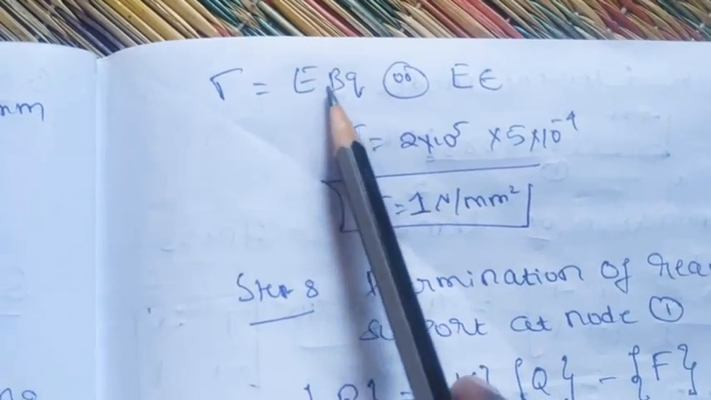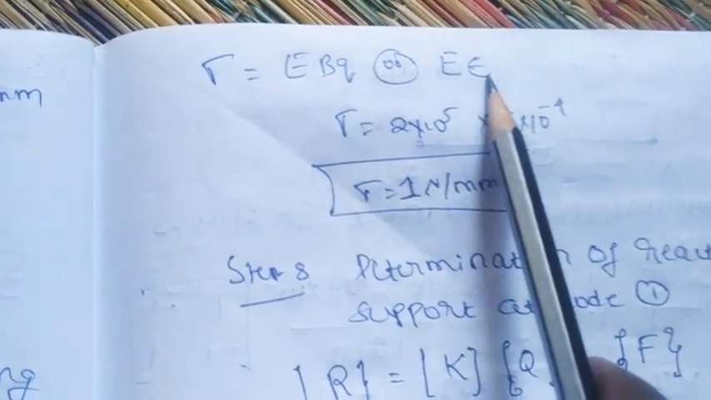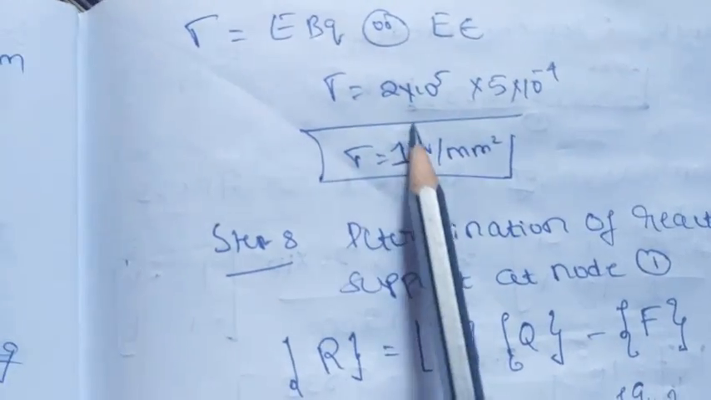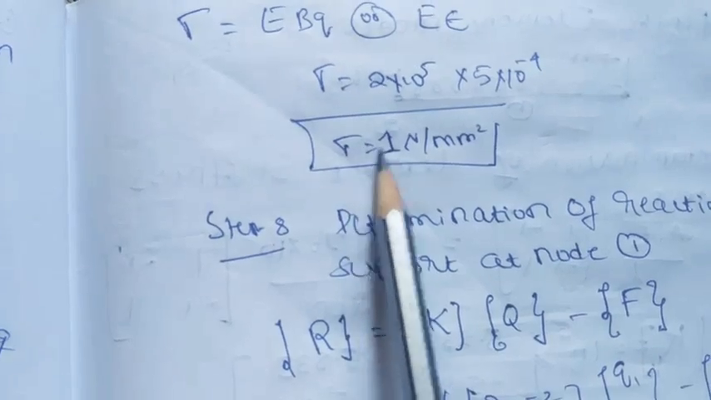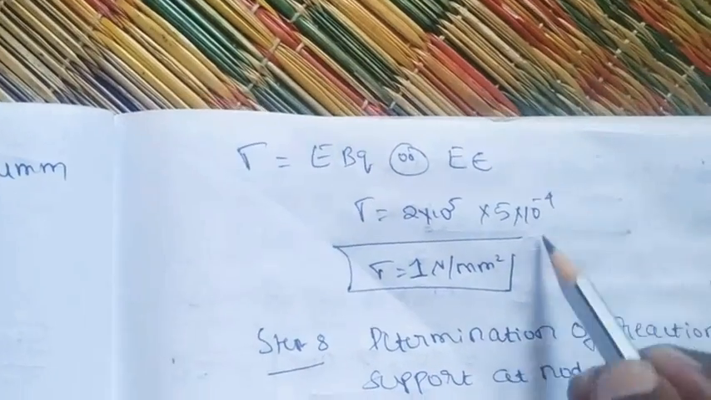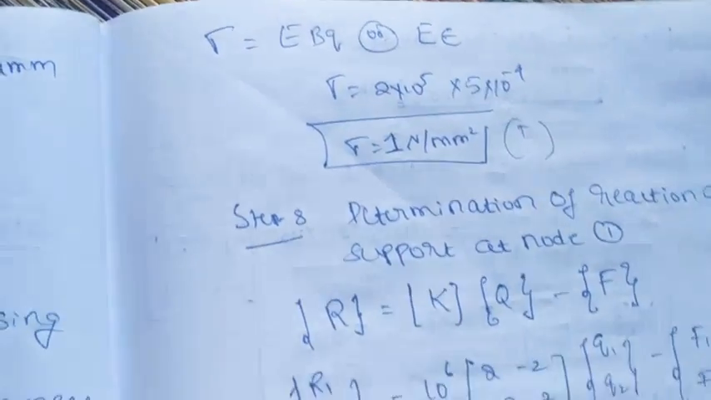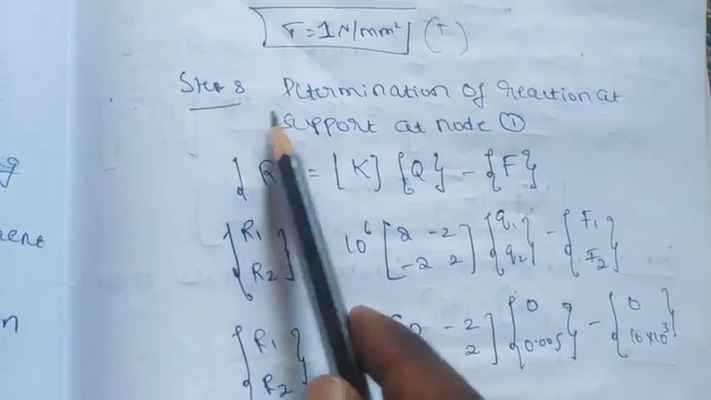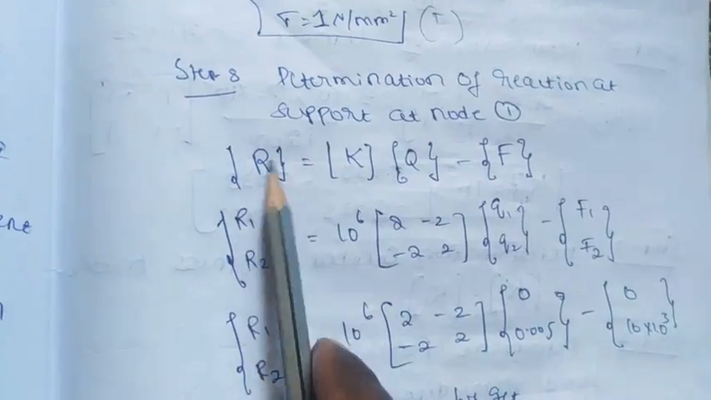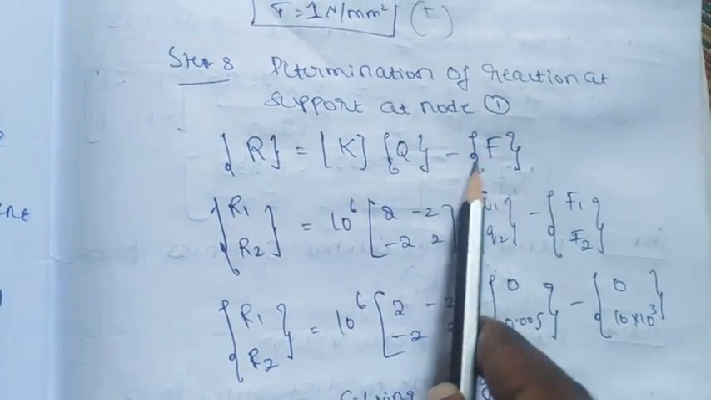The stress is, according to Hooke's law, E into epsilon. E is already given, and epsilon we found. Therefore the stress is 1 Newton per mm square. It is positive, which means a tensile force is acting. Now the last step, step number 8. We need to find the reaction. For that, R is equal to KQ minus F.